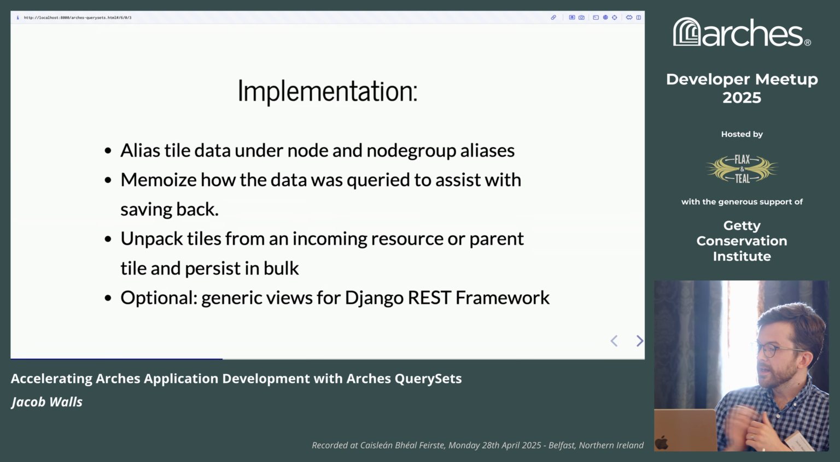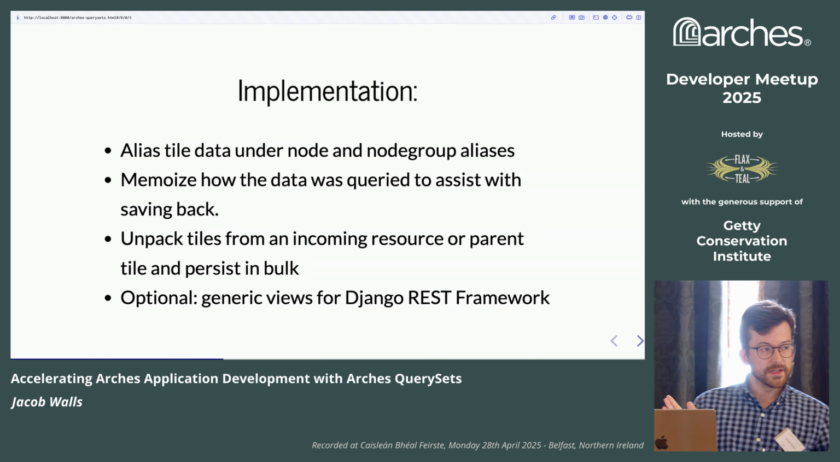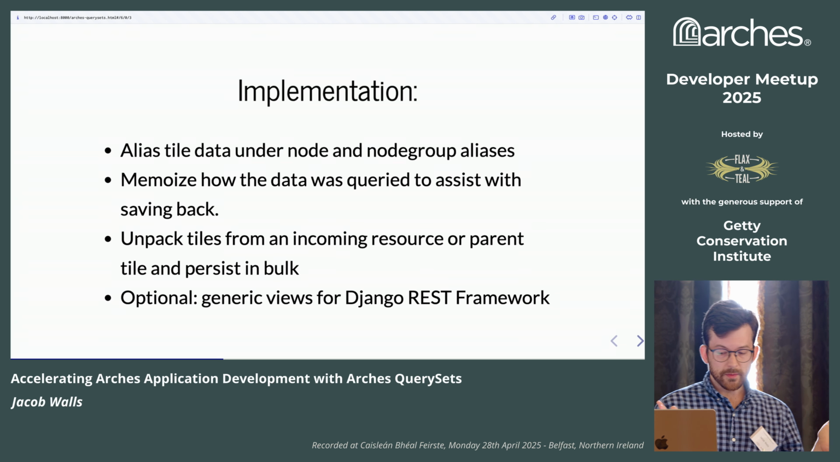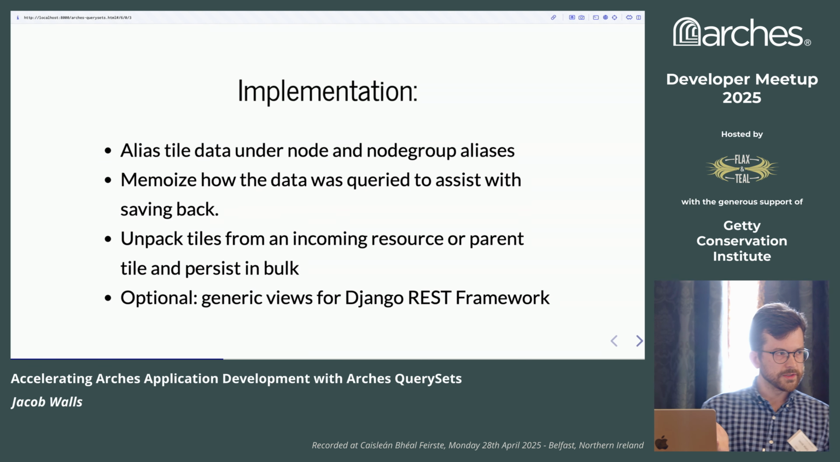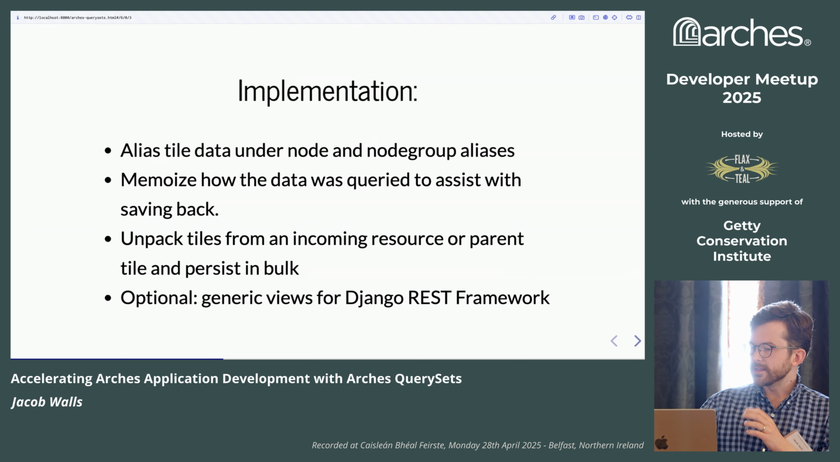Right, and then what Lingo is doing is we've wired it up with an API framework. So the current state of development in the Arches QuerySets repo includes an optional integration with Django REST Framework that provides generic views, so you don't have to write your own get, post, and deletes. But I want to emphasize that this is optional.